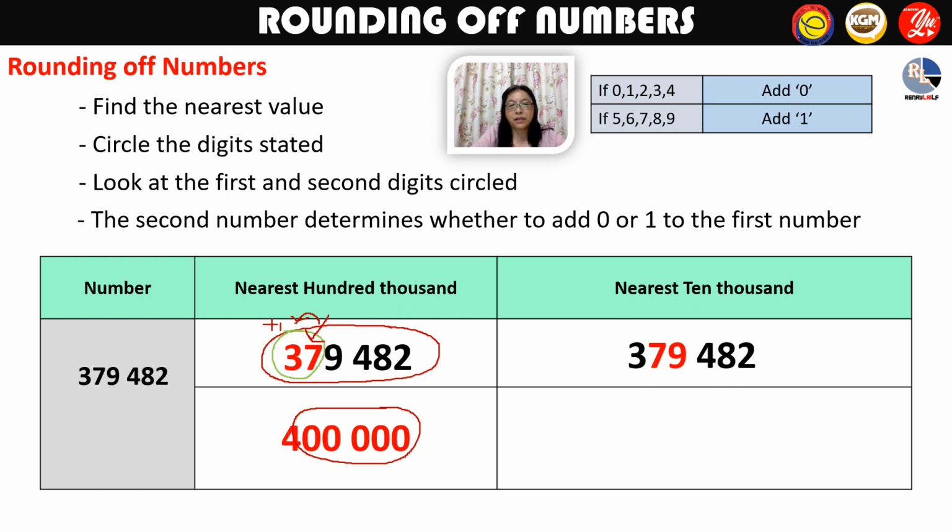All right, we're going to circle the numbers that are going to change. Yes, 7 is at the place value of 10,000. Now we are going to look at the first two numbers, 79. Now let's look at the last number. All right, sorry, not last number. The second number. The second number is 9, that is 5 or more. We're going to add 1 to 7.